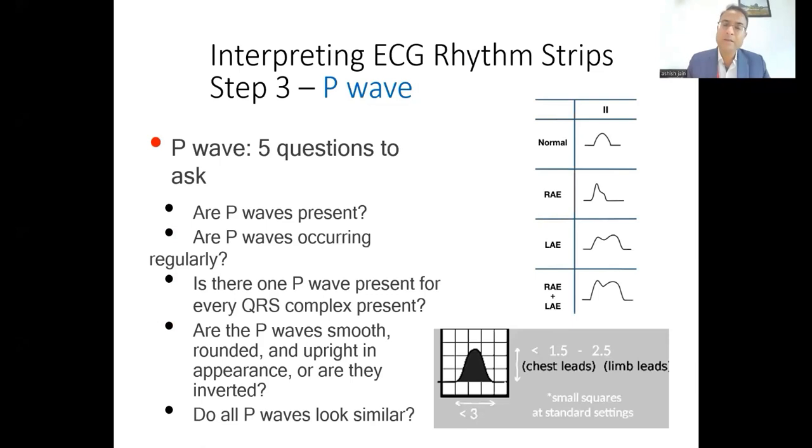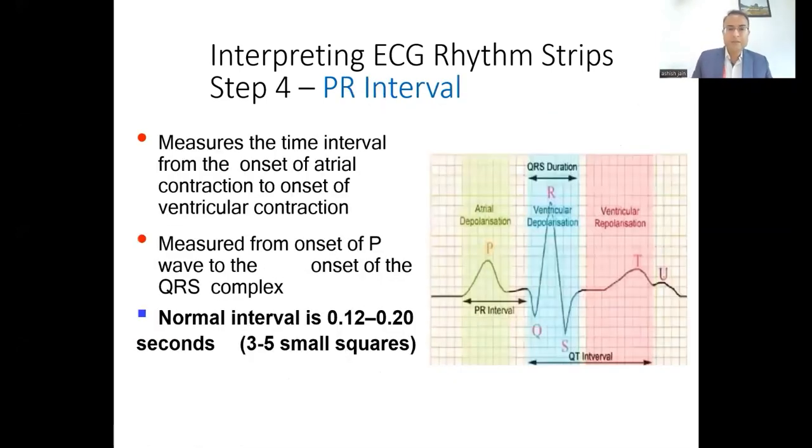Then we need to see the P wave. So we have to have 5 questions in our mind: whether this P wave is present or absent. If it is present, are these P waves occurring regularly, or is there some delay, or some dropped P waves, or is there one P wave present for each and every QRS complex? And what is the shape of this P wave?